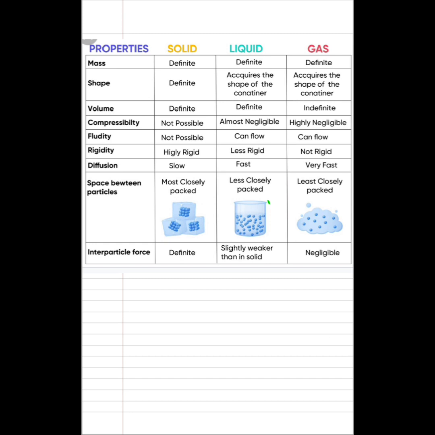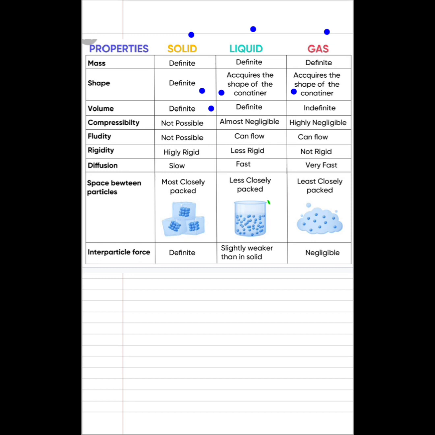Now these are a few properties of solid, liquid and gas. In case of mass, solid, liquid and gas all have definite mass. In case of shape, we all know that solids have a definite shape. Liquid acquires the shape of the container. In case of gas, it also acquires the shape of the container. That means in whichever container we keep it, it will take the shape of it.